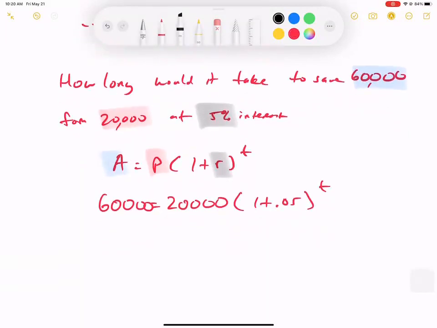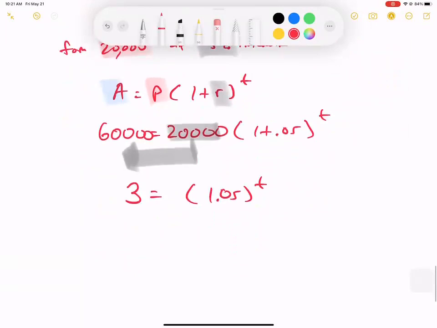What do we do? To solve for T, we get rid of everything else. Let's get rid of the 20,000 first. We end up with 60,000 divided by 20,000 is just 3, equals 1.05 to the T power. Now, folks, how do I bring down exponents? I get it, class is over. If you guys have to leave, you can leave. I'm just finishing up this last problem.